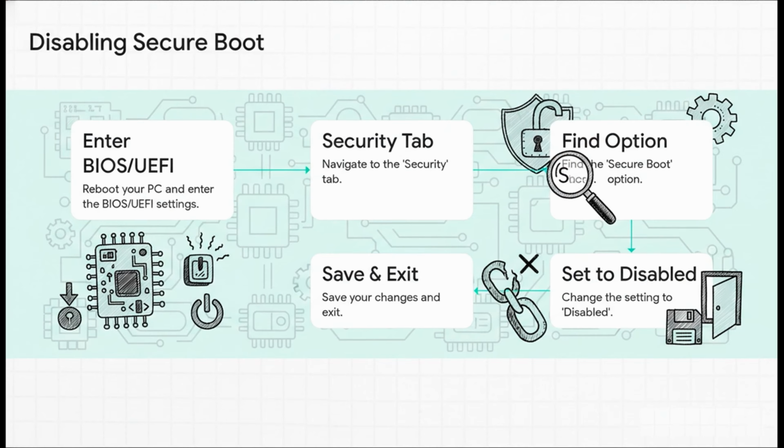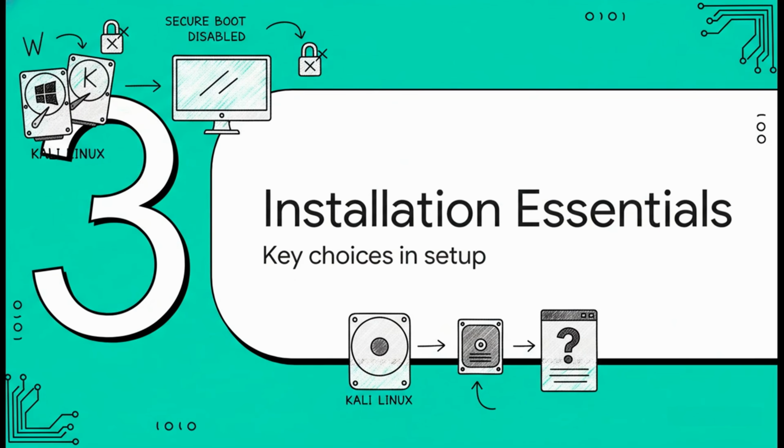So, how do we get past the bouncer? Well, you've got to go talk to the manager. In this case, that means rebooting your computer and jumping into its core settings, which we call the BIOS or UEFI. Once you're in there, you just find the security section, turn Secure Boot off, save your changes, and you're good to go. Okay, the bouncer's on a break, and now the Kali installer will finally load up.